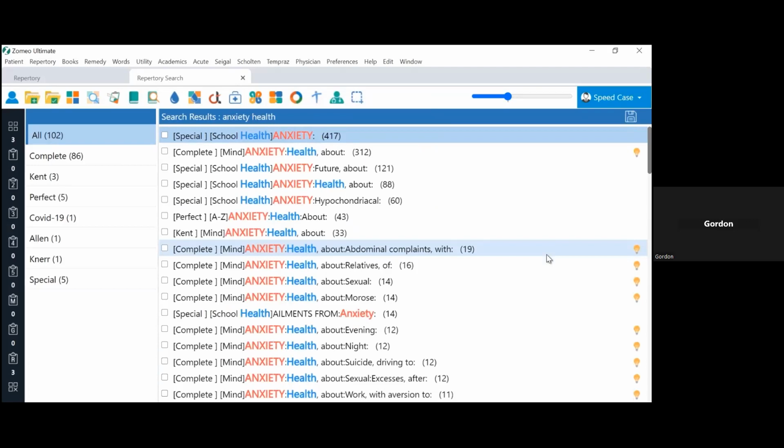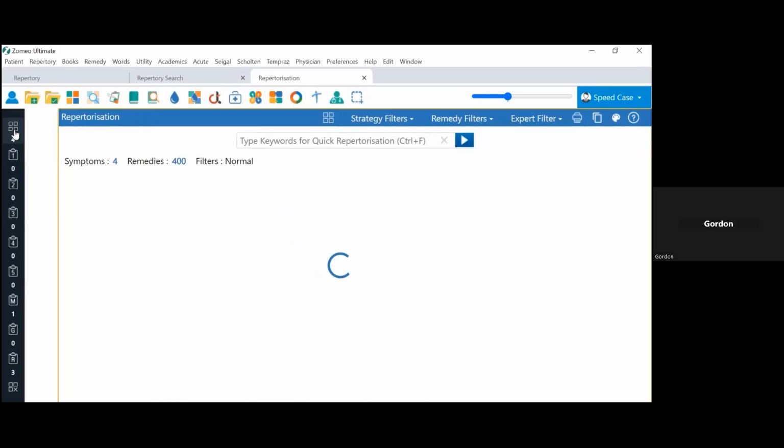And this is what I wanted: anxiety, health about. So I select that. So if you see, totally I have selected 4 symptoms. And now I'd like to view all of these 4 symptoms together along with the remedies that cover them. For that, I just have to click on this here in this left black colored tab.